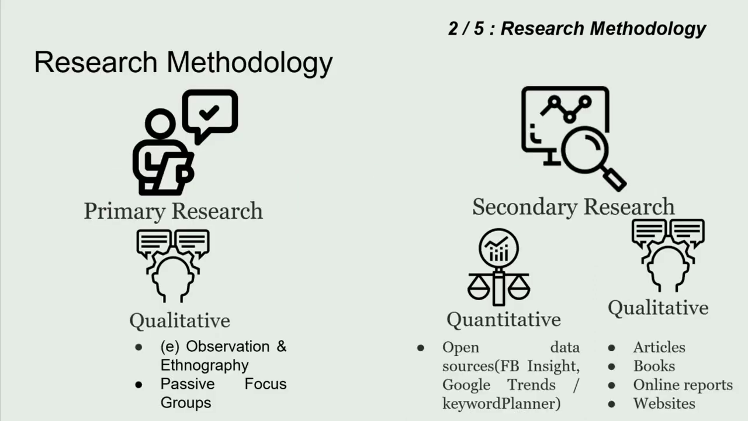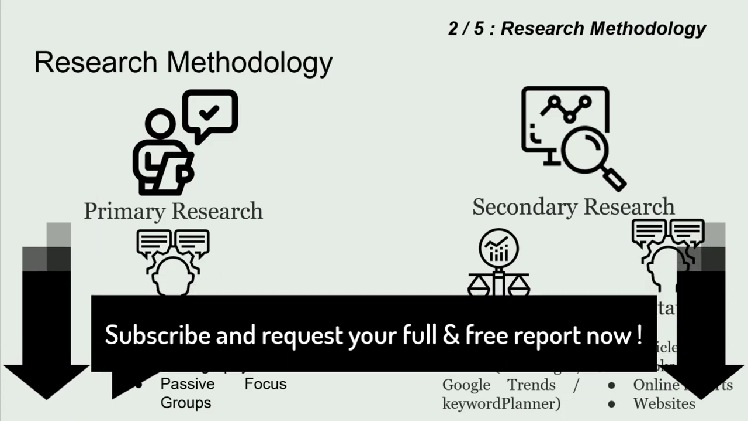In order to fulfill the research objectives, a research methodology is adopted. In the current research, primary and secondary research are conducted. Among the primary research, qualitative data about online market research is collected. This data is mainly based on passive focus groups. It's also based on passive observation and ethnography. On the other hand, secondary research is based on qualitative and quantitative data. Qualitative data encompasses the research among books, articles, and high-quality blog posts. Quantitative data is mainly based on open data sources.